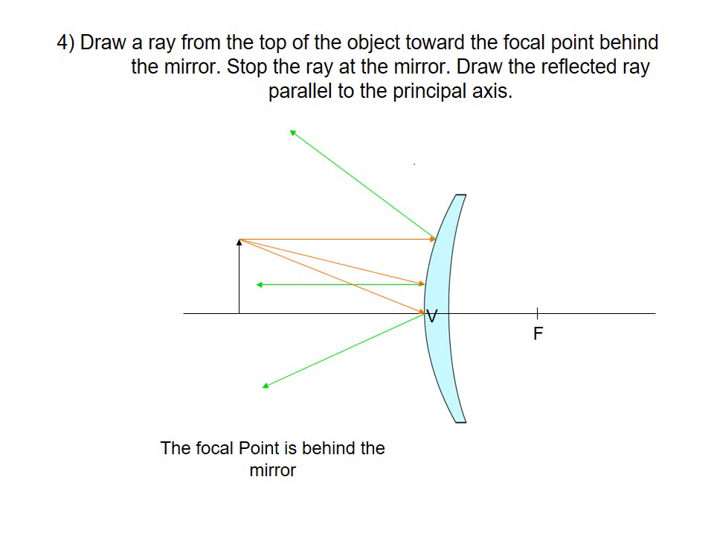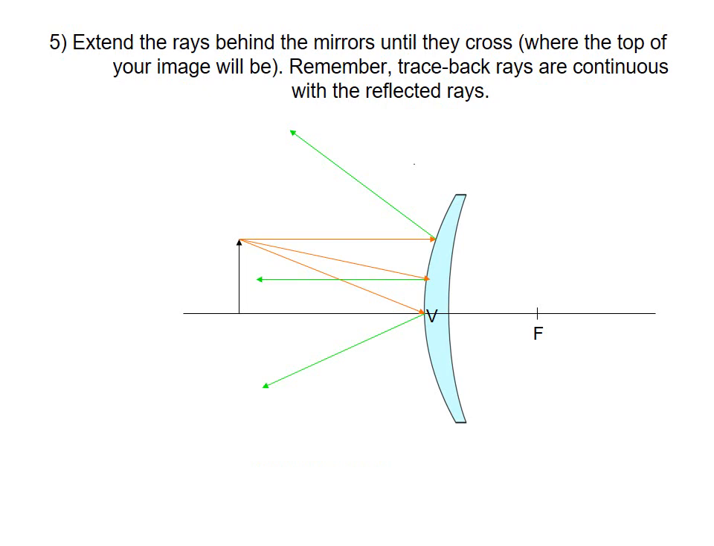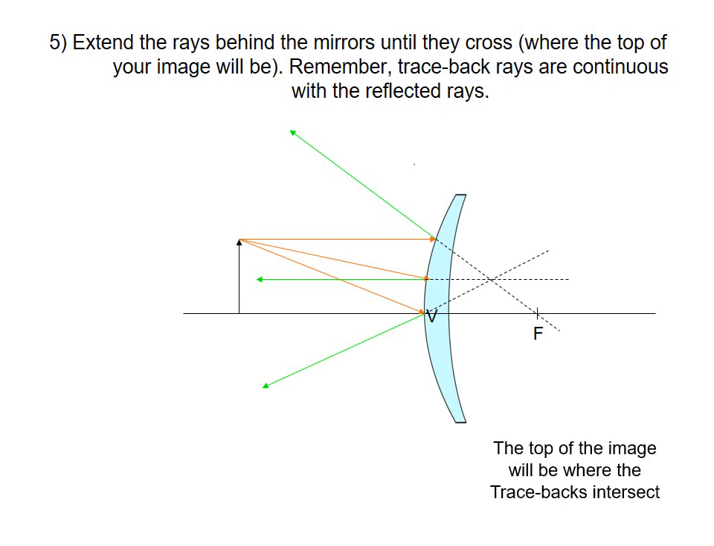So your final step is really, if you haven't done so already, make your trace backs for all the reflected rays. One for the first special ray, one for the second special ray, and one for the third special ray. The point where they all meet up will be the arrowhead, or the image head, and the base will stay on the principal axis, so that is where your image will be.